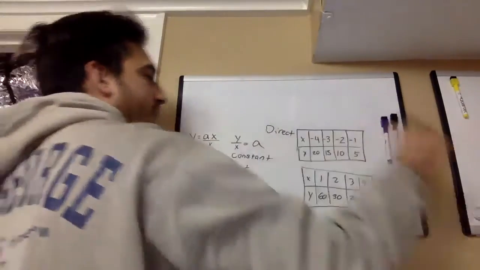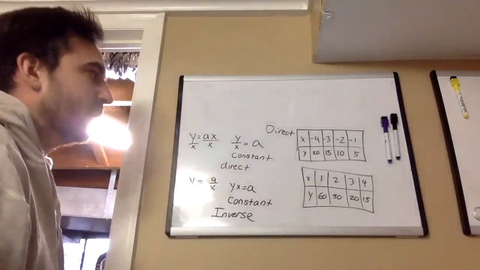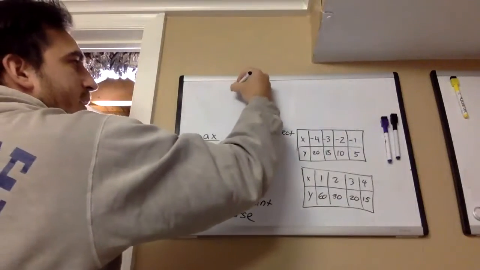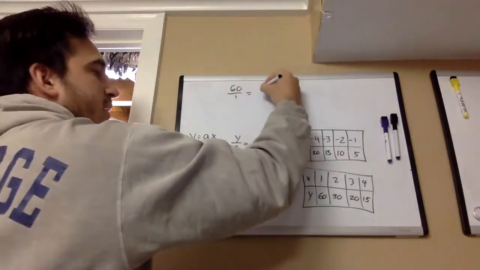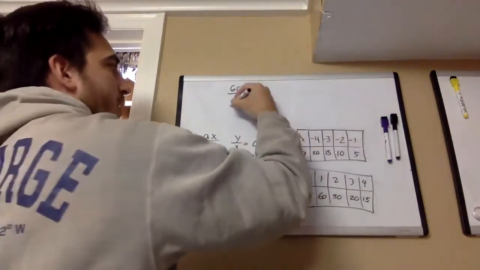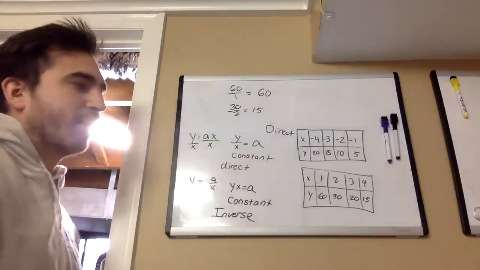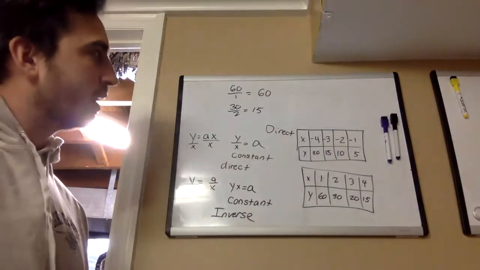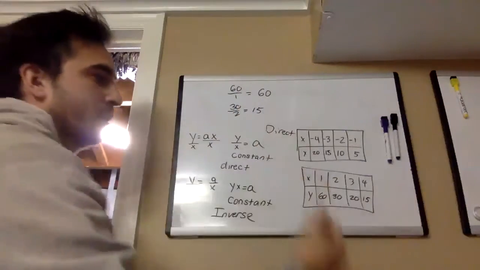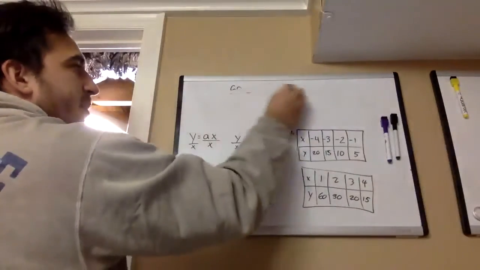So now let's check the second one. I'm going to start off with the same thing. Do y over x. 60 divided by 1 is 60. 30 divided by 2 is 15. I can stop right there. It is not direct because I already got 2 different answers. So I'm stopping. Let me check inverse.